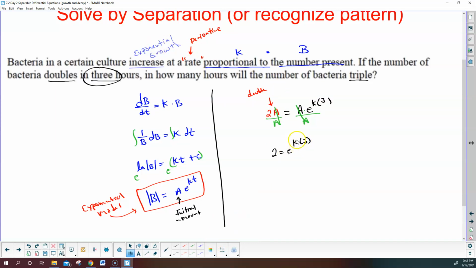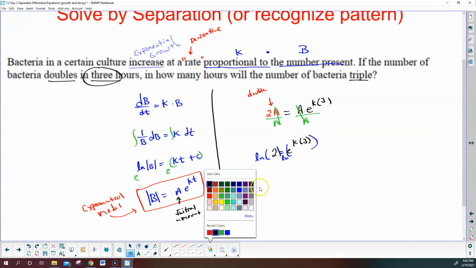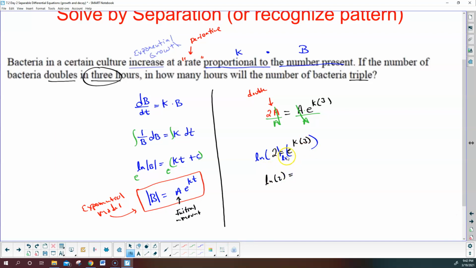Right? I got to solve for k. I need to find that rate. Well, what do? I got to get rid of e. So I'm going to take the natural log of both sides. So I get ln of 2 equals the natural log and e reduce out, so that's equal to 3k, or you could write k times 3. And then to get k by itself, we're going to divide.